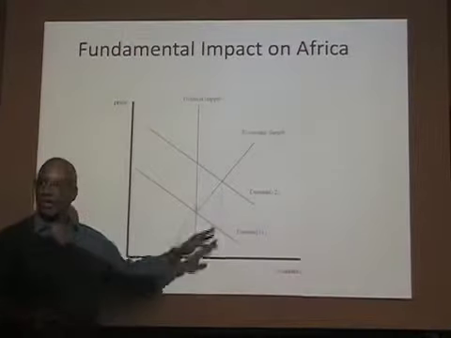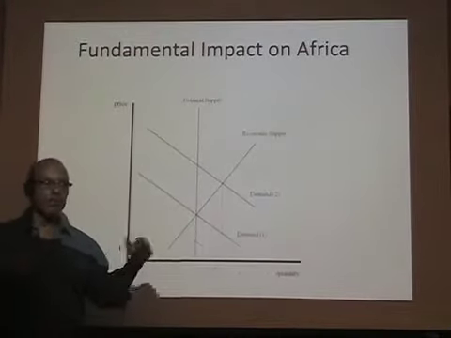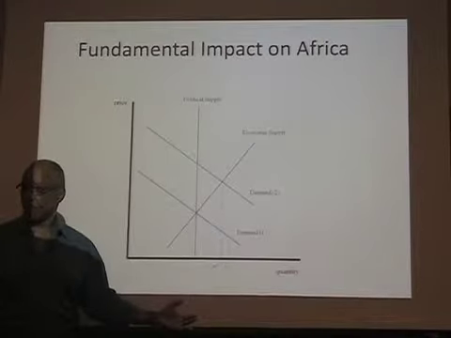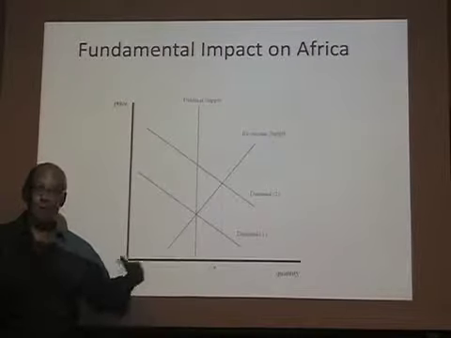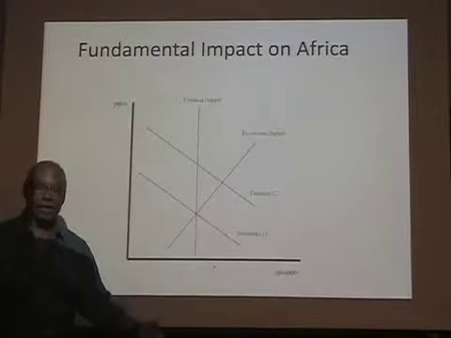Now, if African economies are responding to the slave trade, if the slave trade has an impact on the allocation of resources in African economies, then the supply function will look like this. Right? As demand goes up, more resources will be put into the slave trade, right?